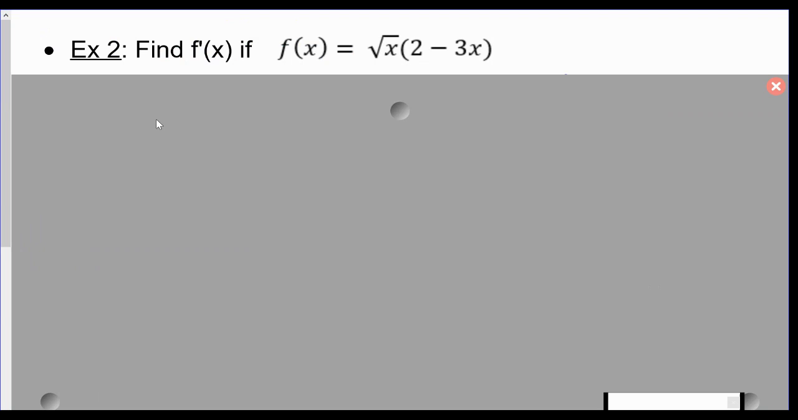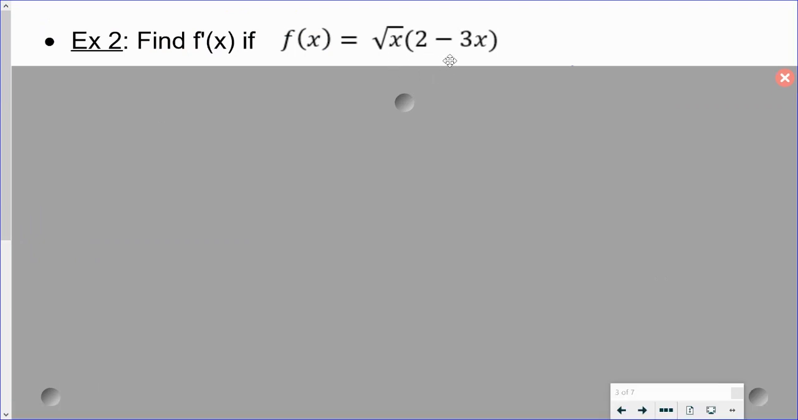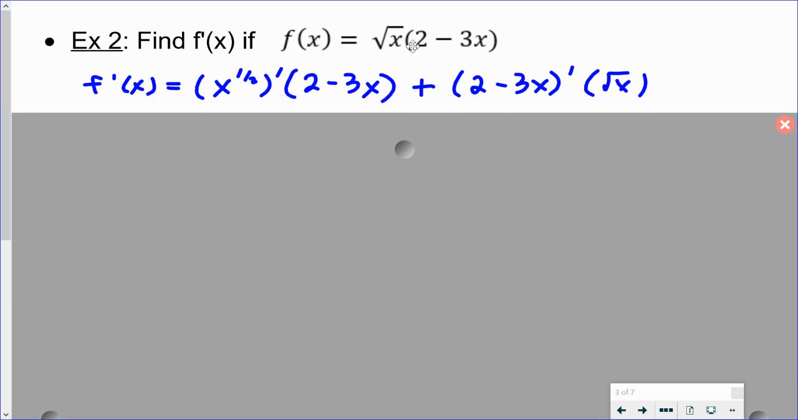I'm just going to make this full screen. Here's another example of multiplying two functions and taking the derivative. So I need to take the derivative of the first function times the second function as is, plus the derivative of the second function times the first function as is.